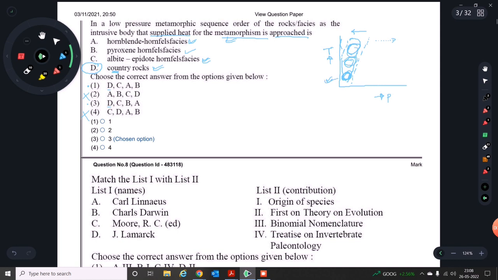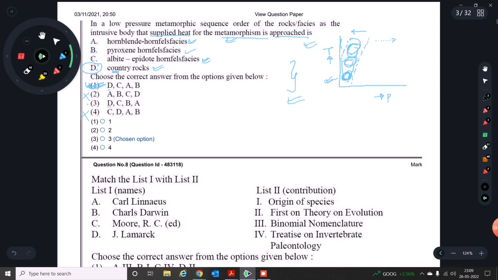Okay. So just refer to this graph once, then you will get the thing that I am talking about. So it will be D C A B. D C A B is in the first option. The first option will be correct. Alright. So there is nothing much that you need to apply your brain into such kind of questions.